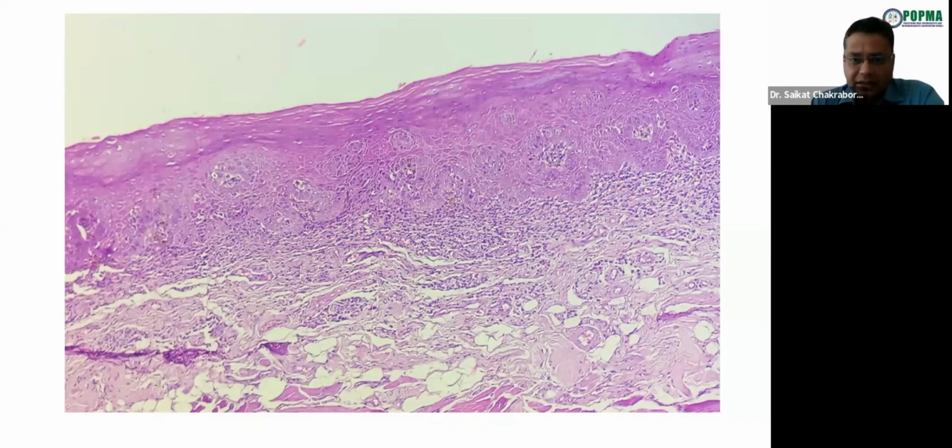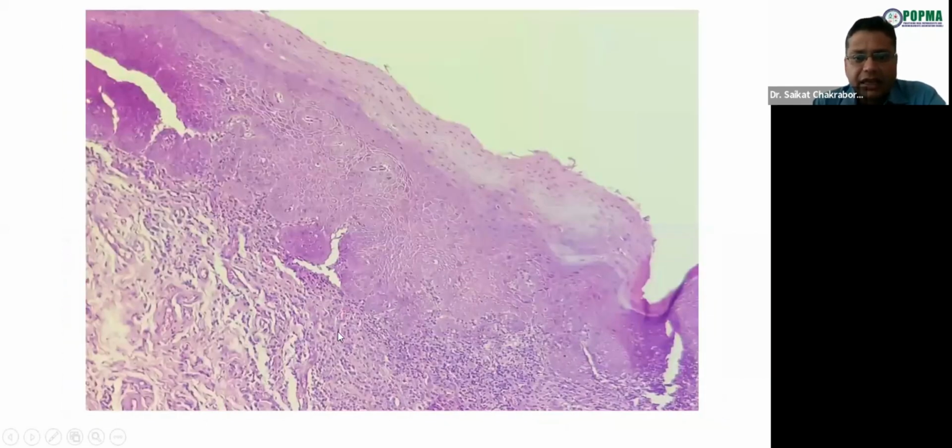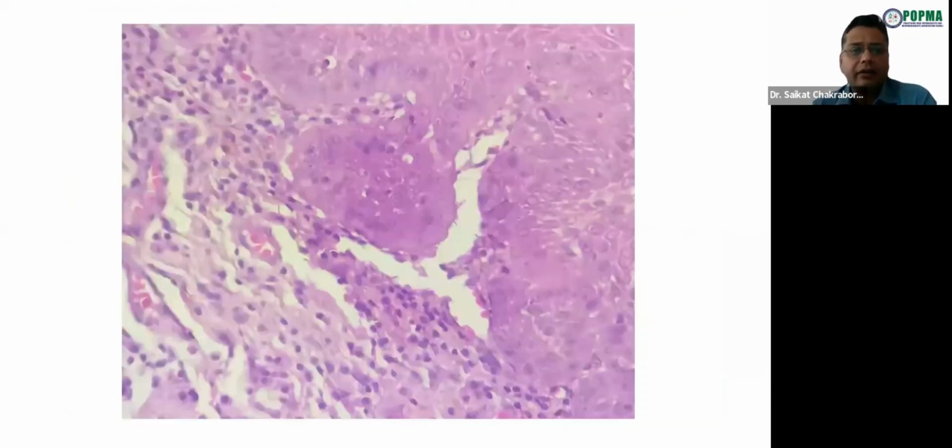Amongst the full section, these are the areas which we found a little uncomfortable because of the types of the rete ridges we are finding here. Another picture, these are the areas which we really found concerning, especially the areas here where the rete ridges were taking a teardrop kind of an appearance.